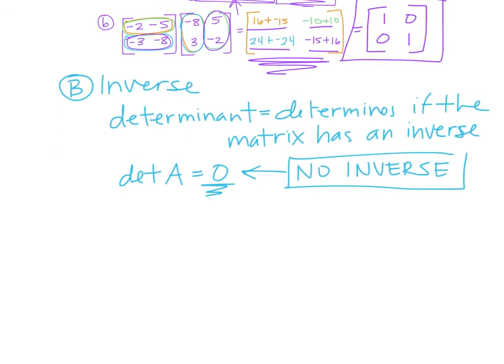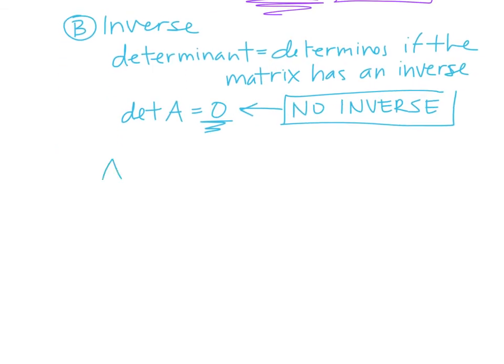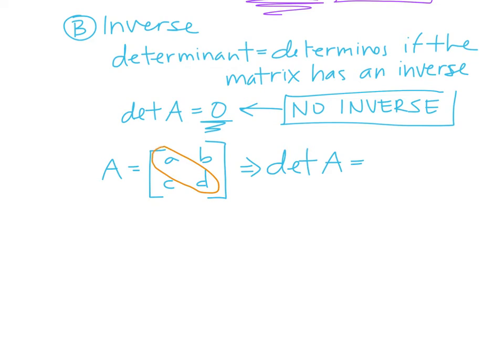Okay, so here's how you find the determinant of A. Let's say A is the matrix A, B, C, D. Okay, the way we find it, the determinant of A will always be A times D, so the diagonal starting at the top, minus the diagonal going the other way, B times C. Okay, that's what helps you find your determinant.